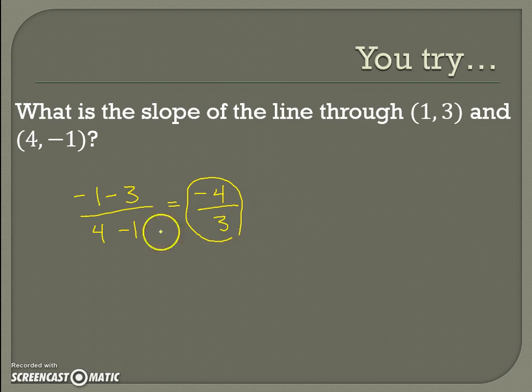All right, there's your slope for this. It's a negative. Notice that it's 4/3, and I did not change it to a mixed number. Leave your slopes as improper fractions. Always simplify them if you can, but leave them as an improper fraction.